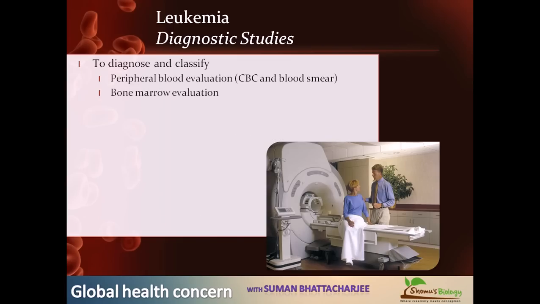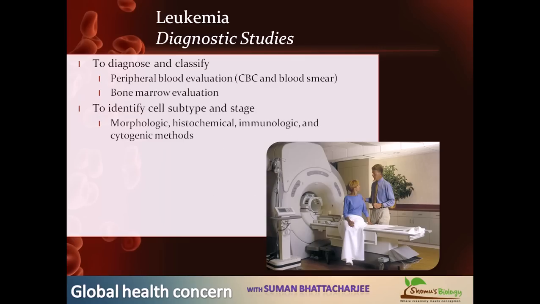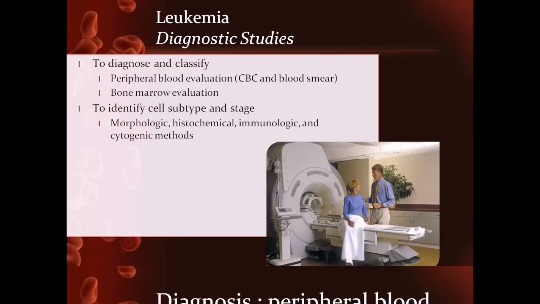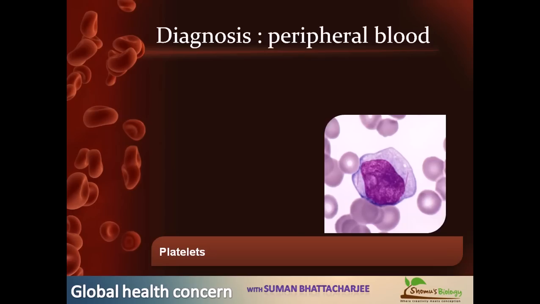So first is peripheral blood, which is the major one. Then bone marrow evaluation is also associated with that. Among the peripheral blood, we'll be seeing the different cell types, right? To identify the cell subtype, we can stain the blood cells using cytogenetic stains to look for the morphological or histochemical modifications, and also the immunological and cytogenetic modifications of the cells, to finally understand what is going on inside the cell.